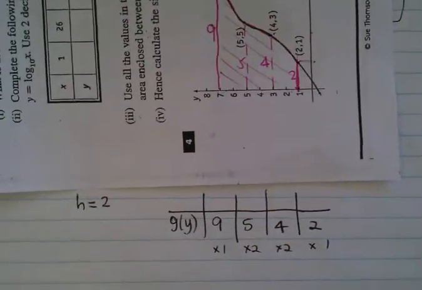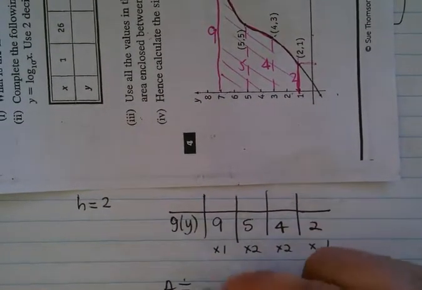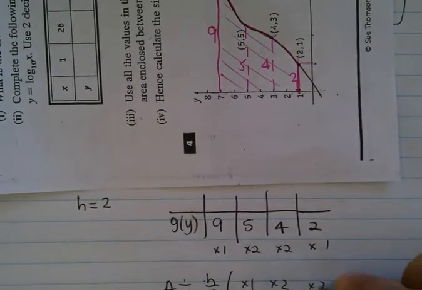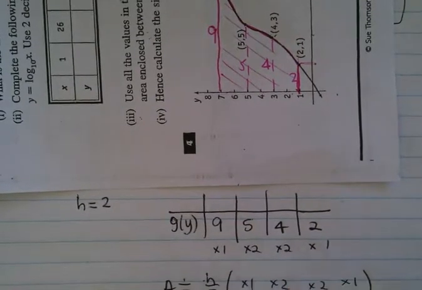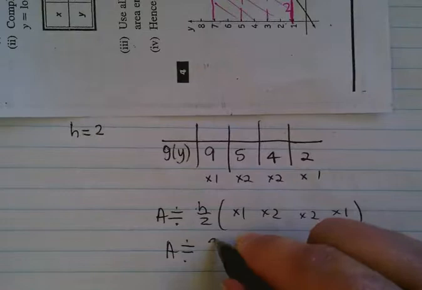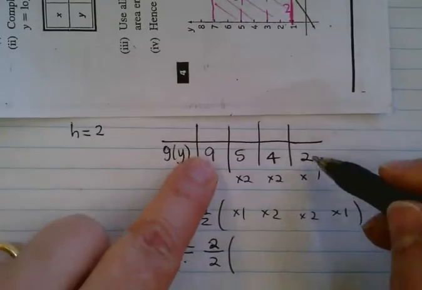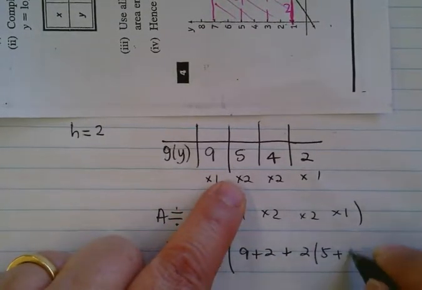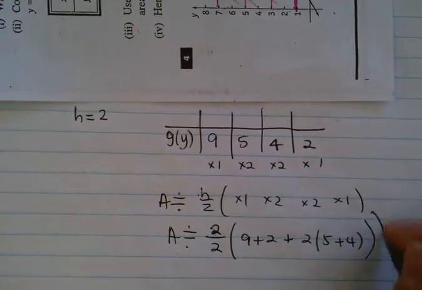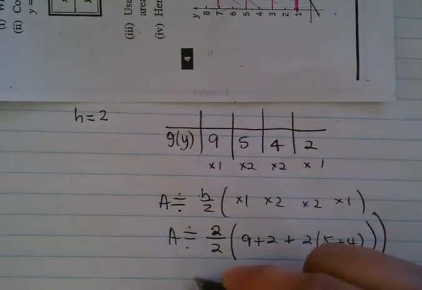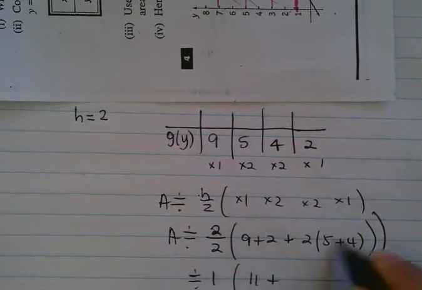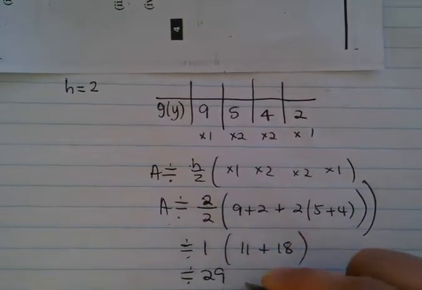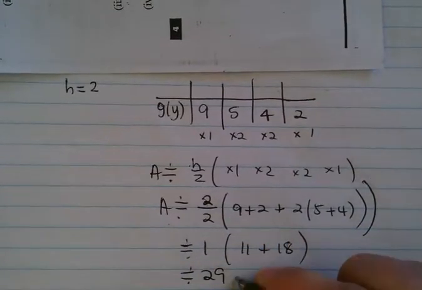So the area is approximately equal to h on 2. You know, we're doing h on 2 multiplier pattern, right? That's what we're doing. So the area is approximately equal to, h is 2, on 2. The 9 and the 2 are just added normally. And we do 2 times 5 plus 4. You okay with that? So it's 1 times 11 plus 2 times 9, 18. So what's it going to be? 29. Wow. 29 units squared.